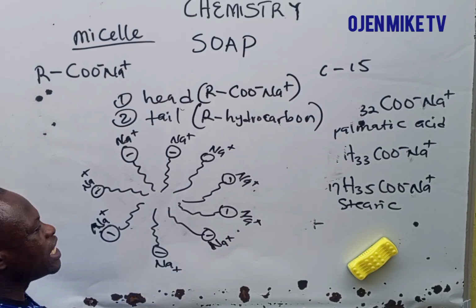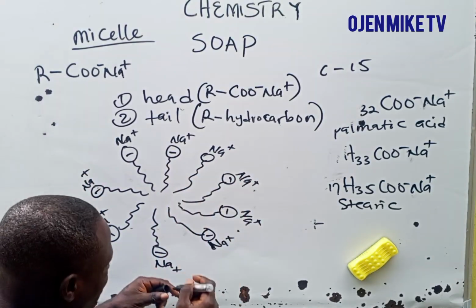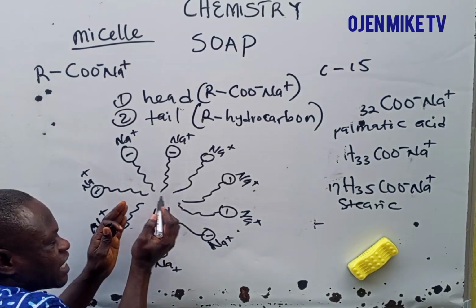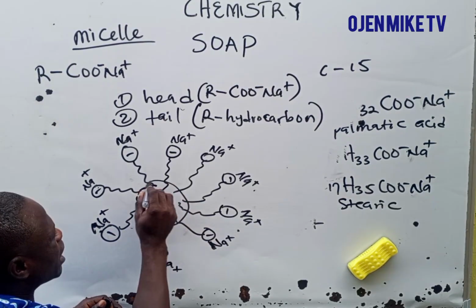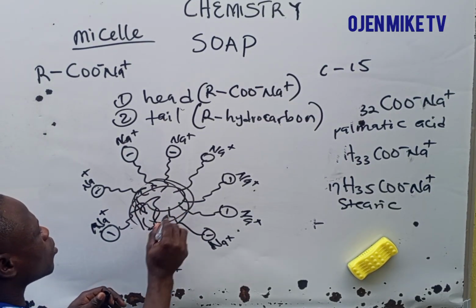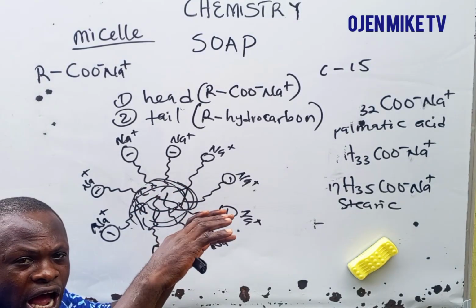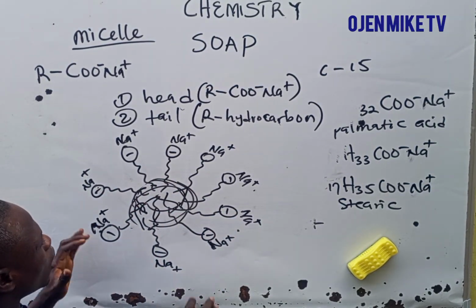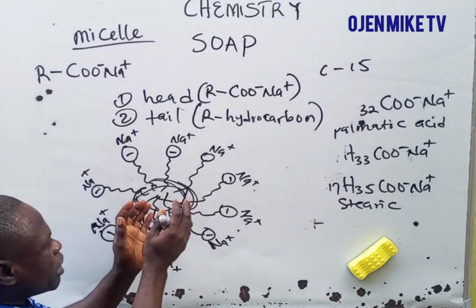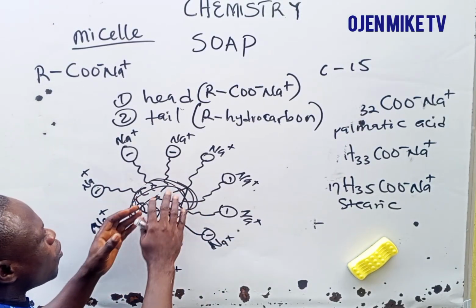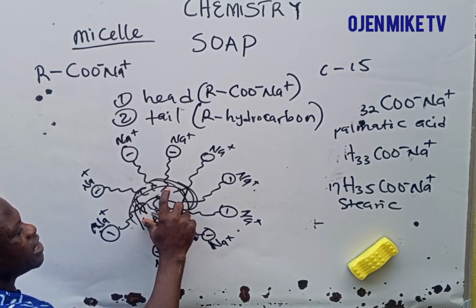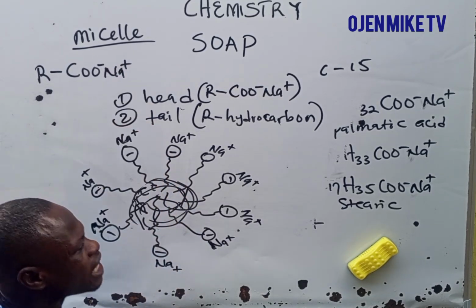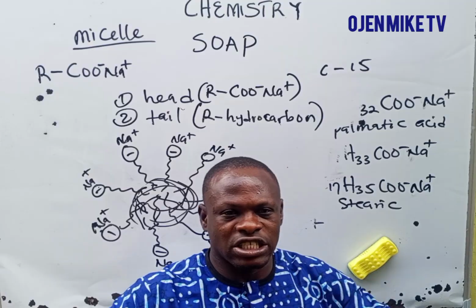Now this is how it is. When you dissolve the soap in water, they will aggregate together. They will clump the dirty part of this and break it down to form what we call micelle. The dirty part of this thing will be broken down to form micelle, and at the end your cloth is now clean to finish.